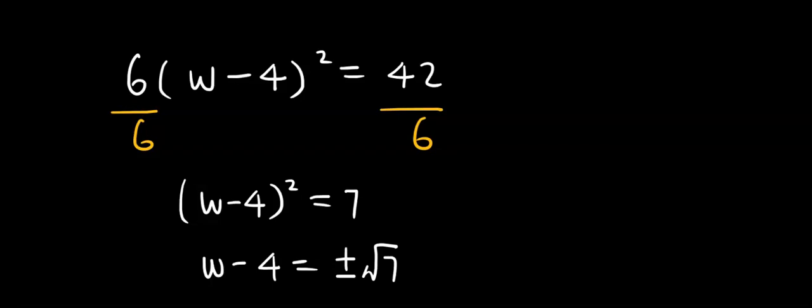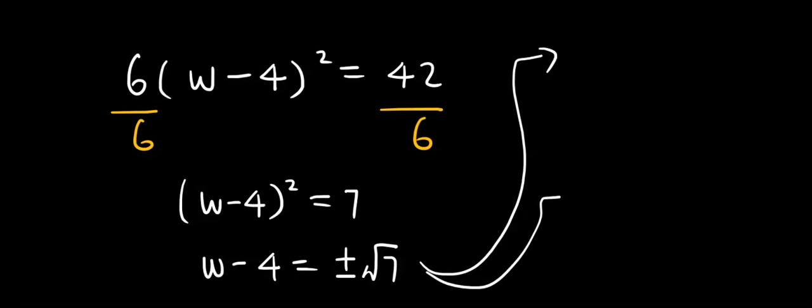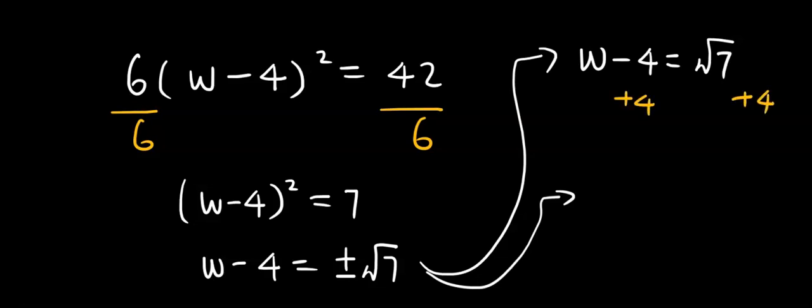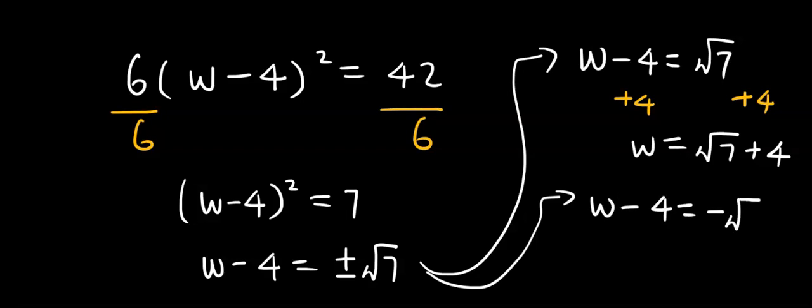And here we can write them into 2 cases. Case 1, we have w minus 4 is positive square root 7. And then we're going to add 4 each side. So our first root is w is square root 7 plus 4. And our second case is w minus 4 is negative square root 7. Let us add 4 each side. And then we have w is negative square root 7 plus 4.